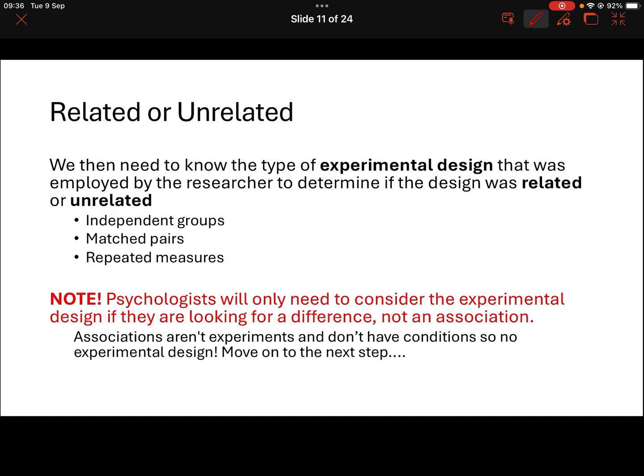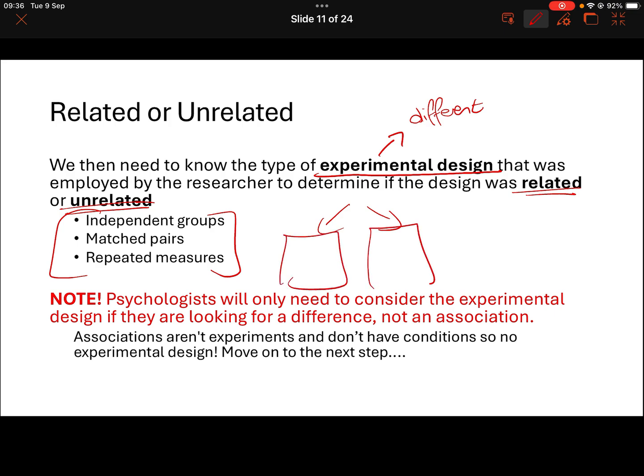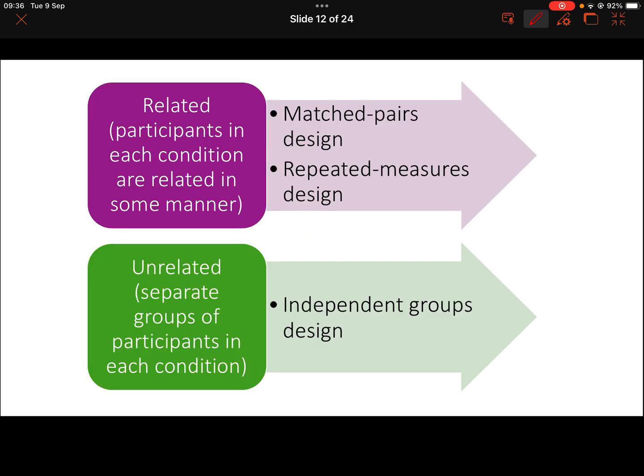So what we mean by this is the experimental design. And this is why it's only relevant for a test of difference, because in an experiment, we'll have an experimental design. In a test of association, there is no experimental design because it's not an experiment. So we need to decide if our study is independent groups, matched pairs, or repeated measures. As you can imagine, these terms related and unrelated refer to the participants that have been assigned to each condition, and it's fairly easy to work out.